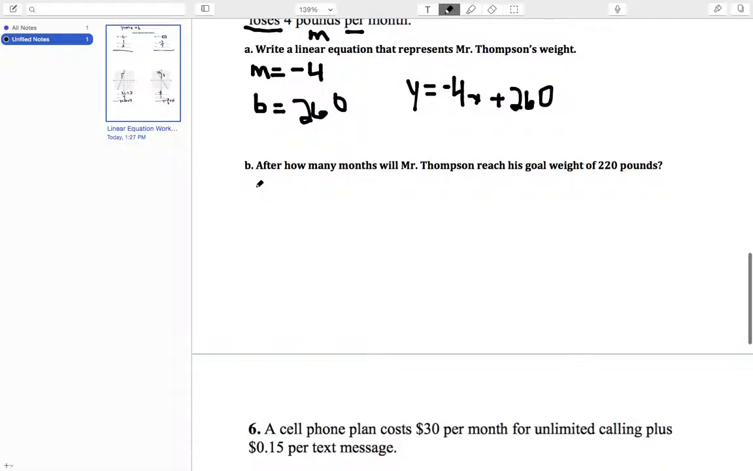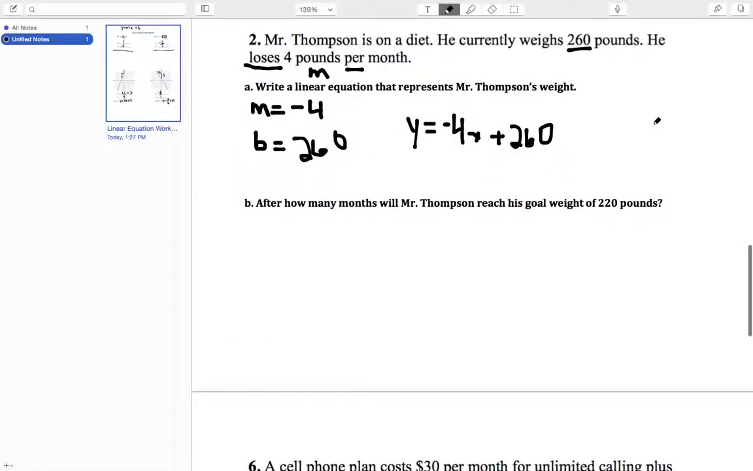Then your question is, after how many months will Mr. Thompson reach his goal weight of 220 pounds? So in this case, you have to figure out what your x is and also what your y is. For this one, your x is going to be your months, which is your independent. Your y is going to be your pounds. So if I know x is going to be my months, my pounds is going to be my y, then I know I need to put in 220 into my y because that's my pounds.